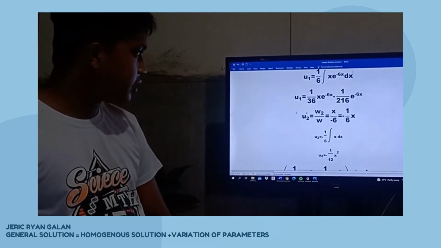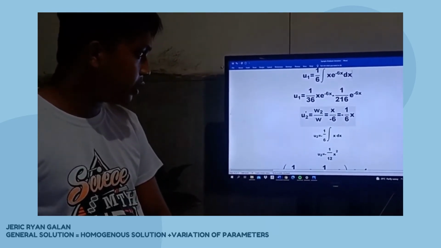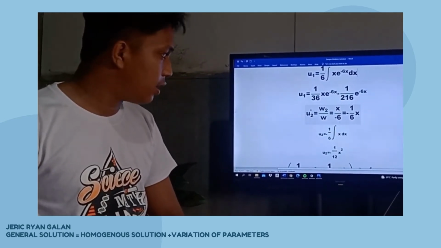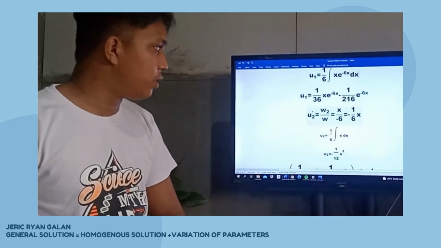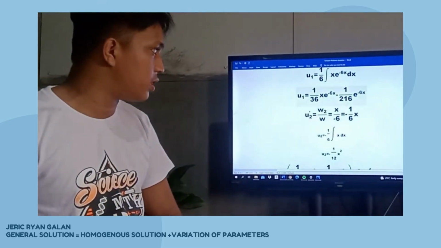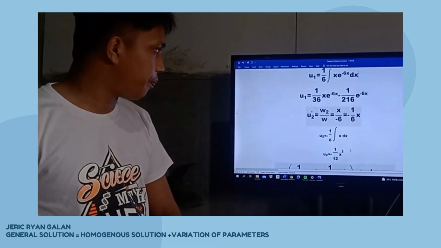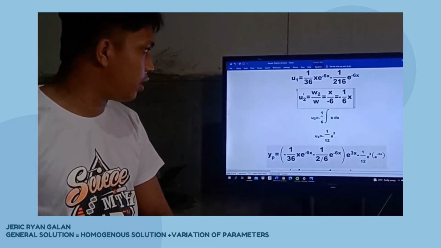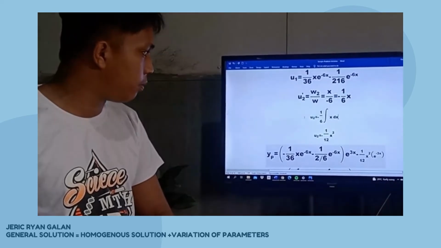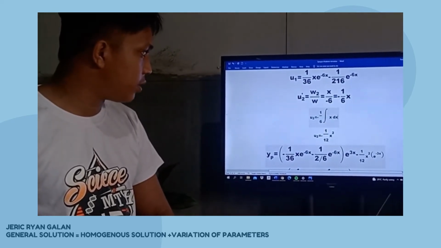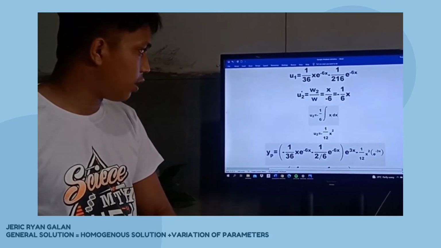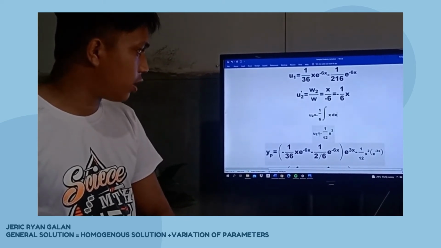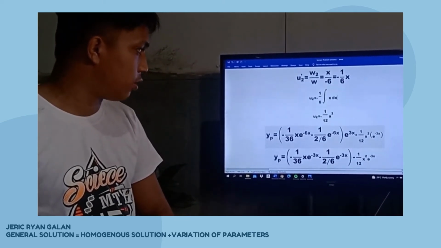So, sa next is ang u sub 2 prime is equals to Wronski sub 2 over Wronski equals to x over negative 6 equals to negative 1 over 6x. So, parehas naman gyapon na sila value. So, mao na yung u sub 2 prime. So, pagkuha nyo sa u sub 2, integrate lang gyapon nyo. So, u sub 2 is equals to negative 1 over 6 integral of x. So, ang integral sa x kay x squared over 2. So, ang u sub 2 nimo mao siya negative 1 over 12 x squared.